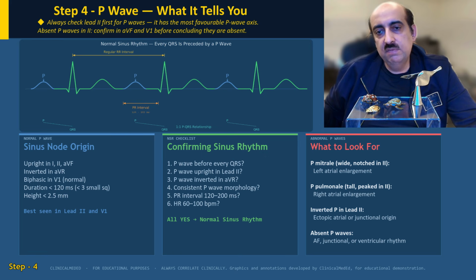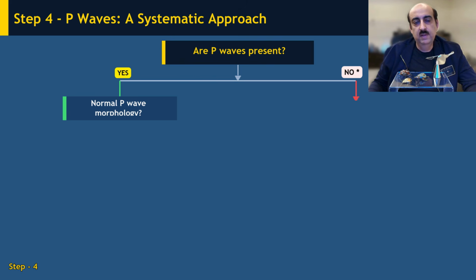On the next slide, we will go through some of the P wave abnormalities. We are looking for P mitrale, P pulmonale, inverted P wave or absent P wave. We will come to that in a while. Let's look at a systematic approach to the P waves. These slides have taken me the most time in this presentation, and I love this particular flow chart, so please pay attention.